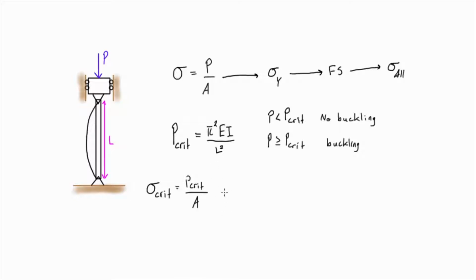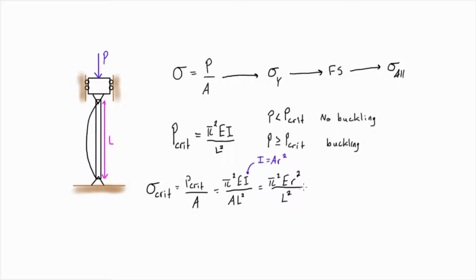We already have the expression for P critical, so the critical stress is equal to pi squared EI over A L squared. And if you remember, another way we can write I, the moment of inertia, is I equals A R squared, where A is the cross-sectional area and R is the radius of gyration. So we can substitute that in. The A is going to cancel with the one on the bottom, so we have pi squared E R squared over L squared.